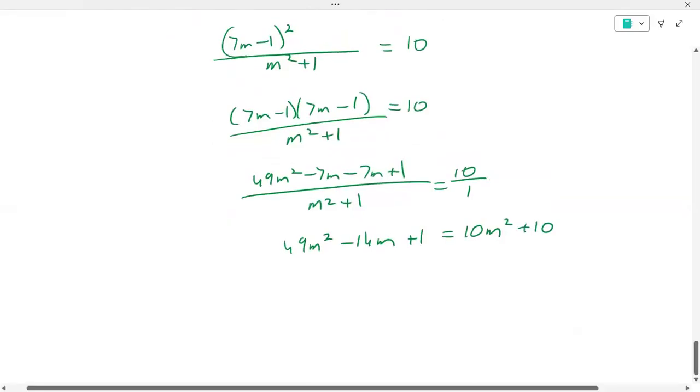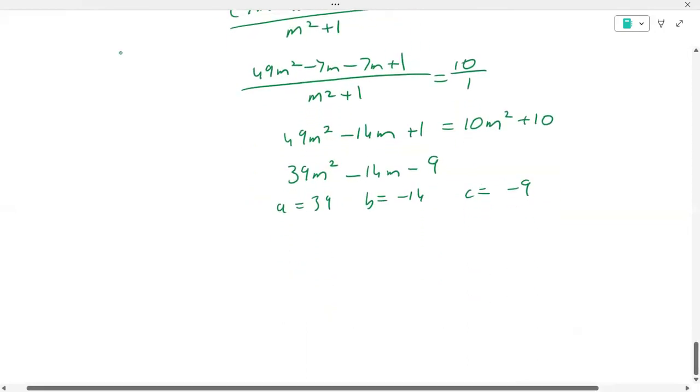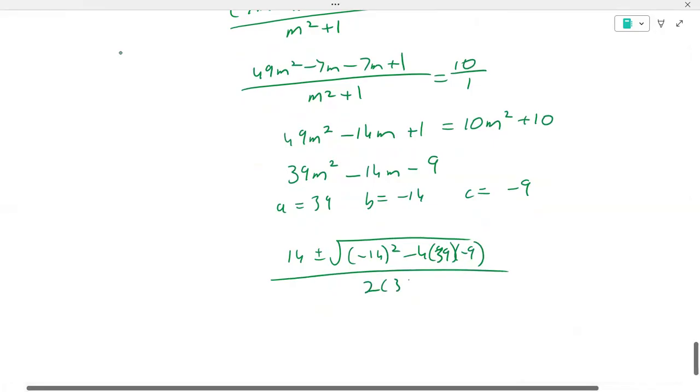Now you can see my quadratic forming here. When I bring the 10 over, it's 39m squared minus 14m minus 9. Now I'm going to do my minus b. A is 39, b is minus 14, and c is minus 9. So minus b is 14 plus or minus the root of b squared minus 4ac, all over 2a. Then I just pop that into the calculator and we'll get our two values.